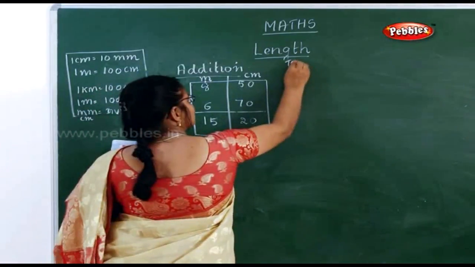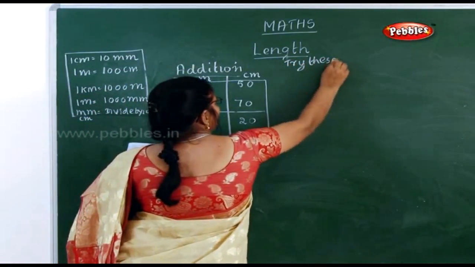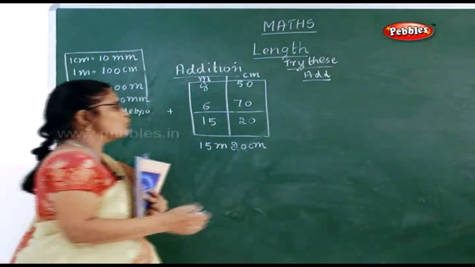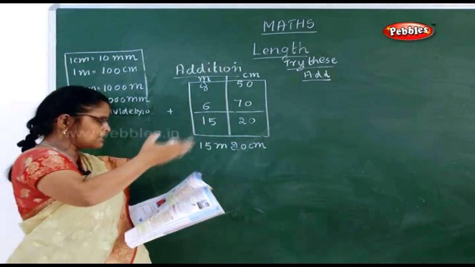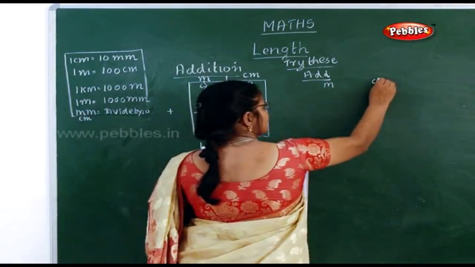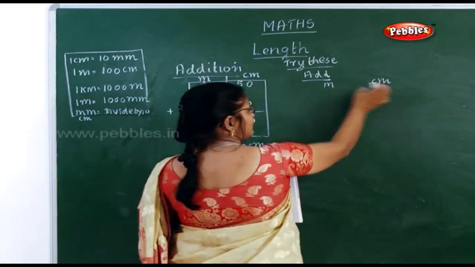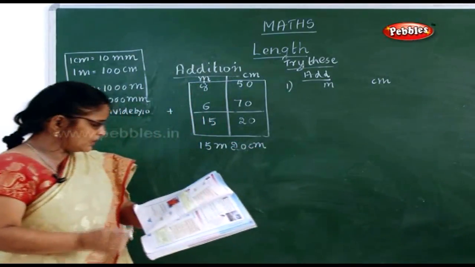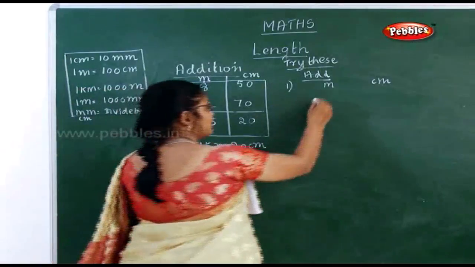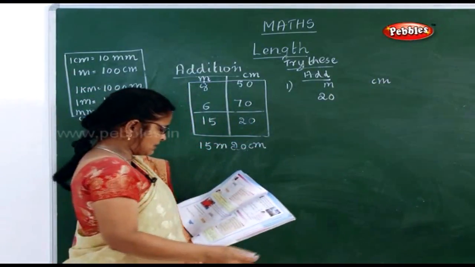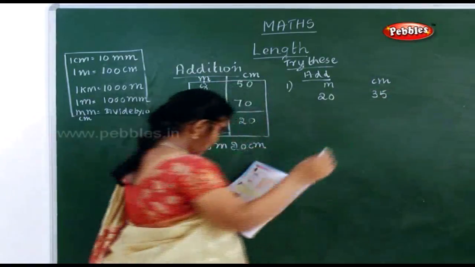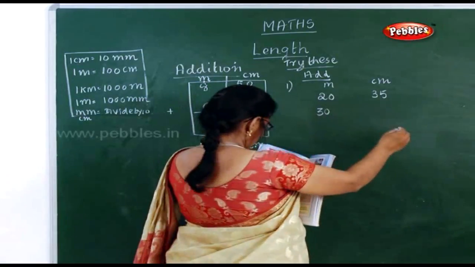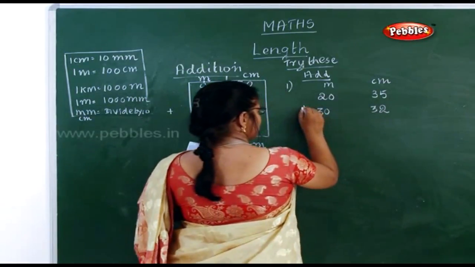Now they have given, try this. Now the first sum they have asked you to add. Always when you do it in your classwork, you have to write meter, centimeter, like this. You have to see whether it is meter, centimeter or kilometer, meter. Like this you have to differentiate and do it. Is it clear now? The first sum they have given is meter and centimeter. How many meters have they given? 20 meter. How many centimeters? 35 centimeter. You have to add with 30 meter and 32 centimeter. Am I right or not? First sum. Right. Very good.